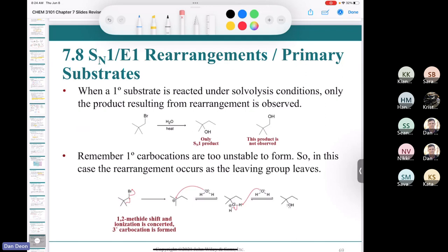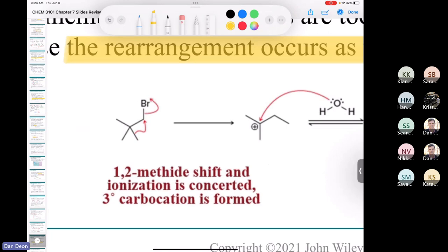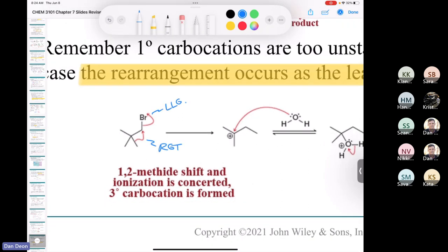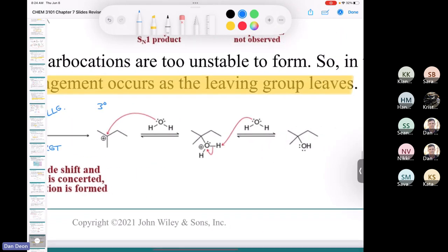So what's happening is that it says here, remember, a primary carbocation is too unstable to form. So in this case, check this out. The rearrangement occurs simultaneously with the loss of a leaving group. So check this out. Not only do you get the leaving group leaving, this is your loss of leaving group, but you also get the rearrangement occurring simultaneously so that you only end up with a tertiary carbocation, which undergoes a nucleophilic attack followed by a proton transfer.